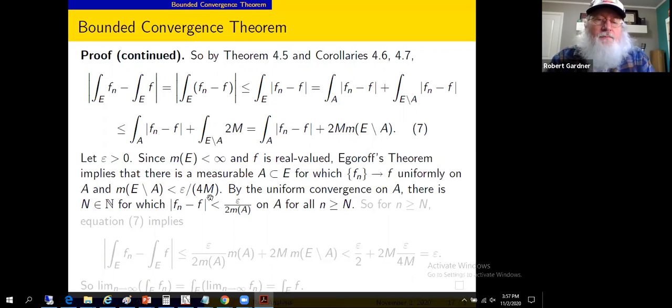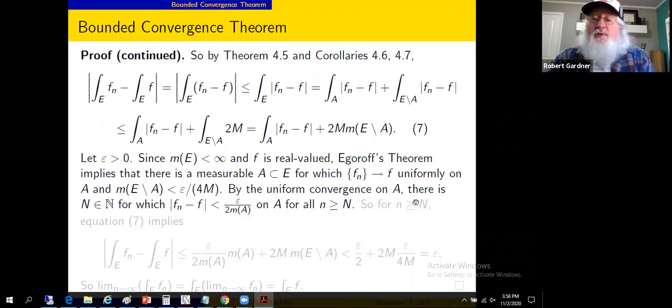Why over 4m? We're going to replace that with an epsilon over 4m. We'll get some cancellations. This will give us epsilon over 2, and we'll get an epsilon over 2 out of this also. So that's why we're choosing this.